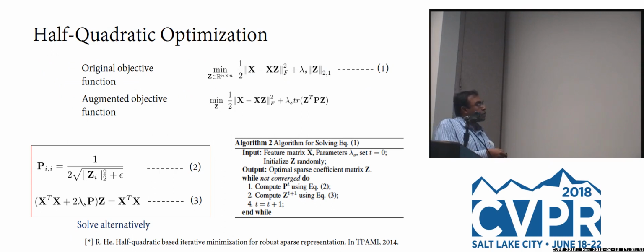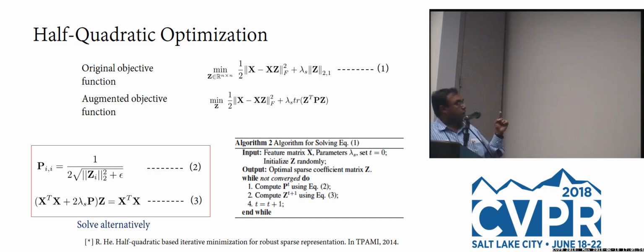The question is, how do we solve these optimization problems? There could be several ways in which we could do this. One of the approaches that we have described, based on some recent work, uses the ideas of half-quadratic approximation. In the interest of time, I'm not going to go through this in detail, but it is an alternative.